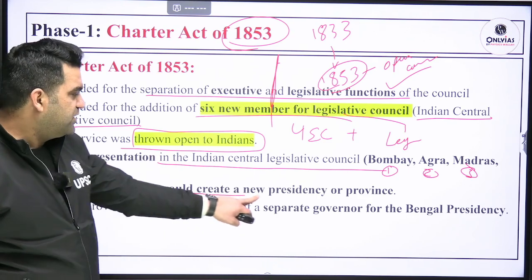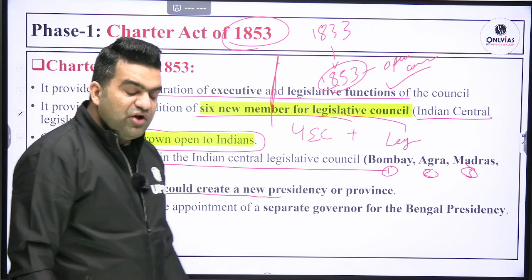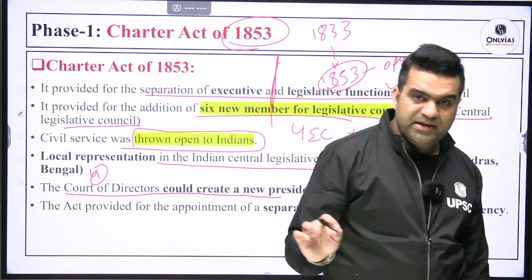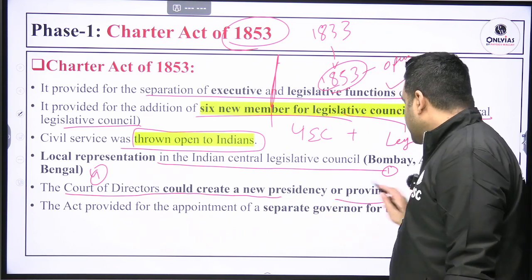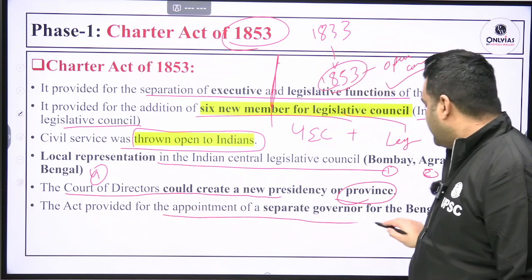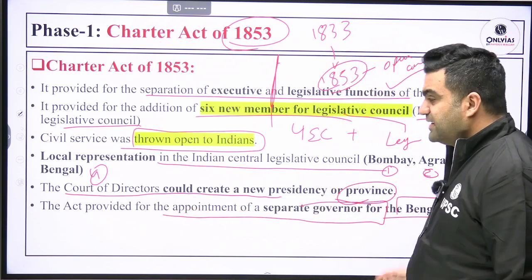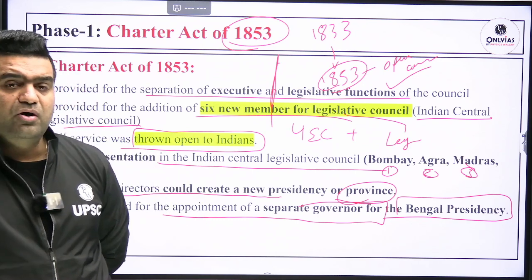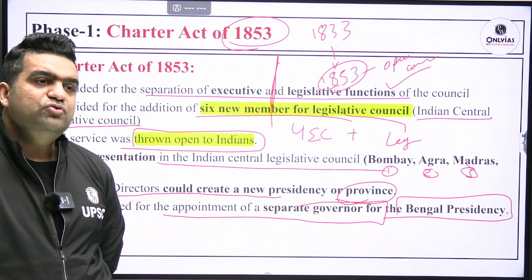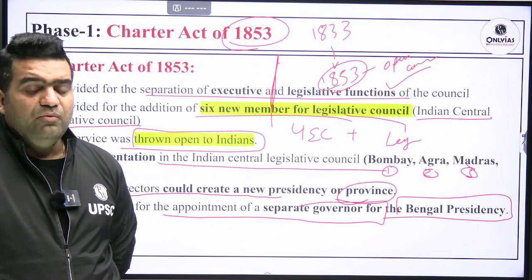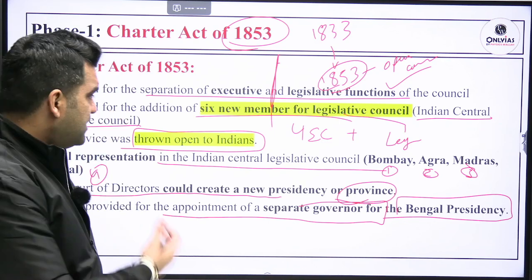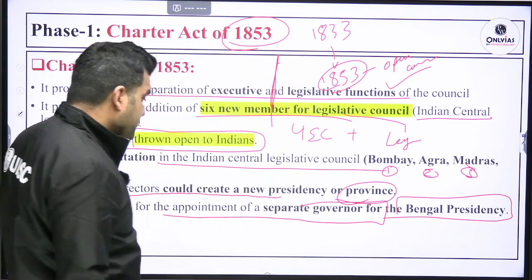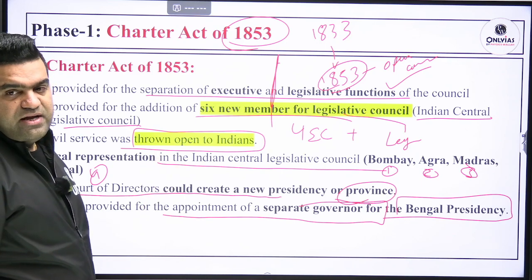The Court of Directors could create a new presidency or province for administrative convenience, for better governance of India. Am I clear? The act provided for the appointment of a separate governor for the Bengal presidency. The Governor General of India, who was until now acting as the Governor General of Bengal also, but since Bengal had become too big a province to be managed by one governor, that is why this provision for a separate governor for the Bengal presidency was created by the Act of 1853.